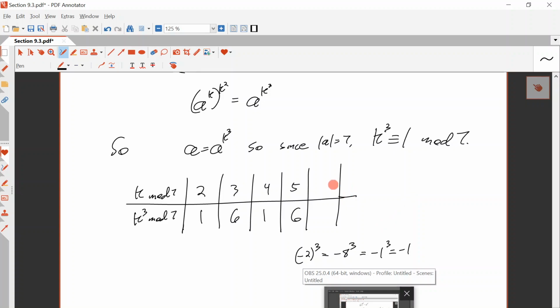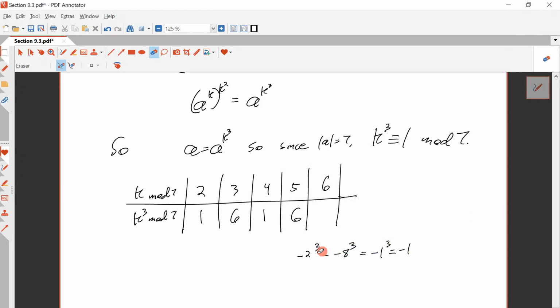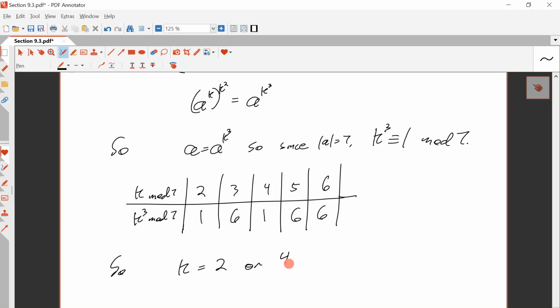And 6, which is minus 1. Minus 1 to the third is minus 1, which is 6. So that's 6 mod 7 again. So k is equal to 2 or 4.